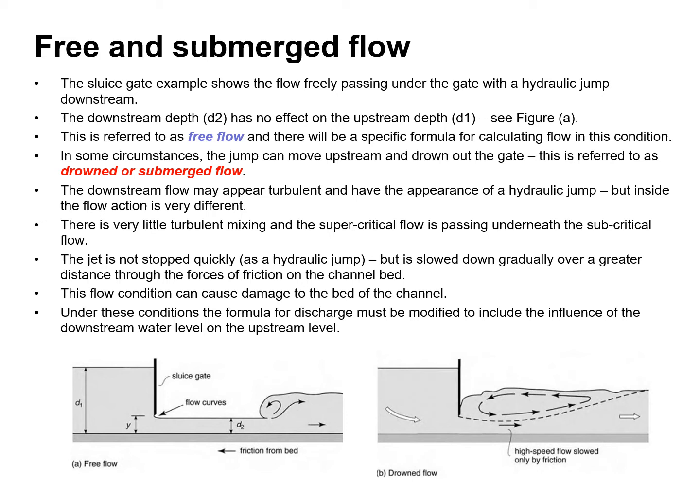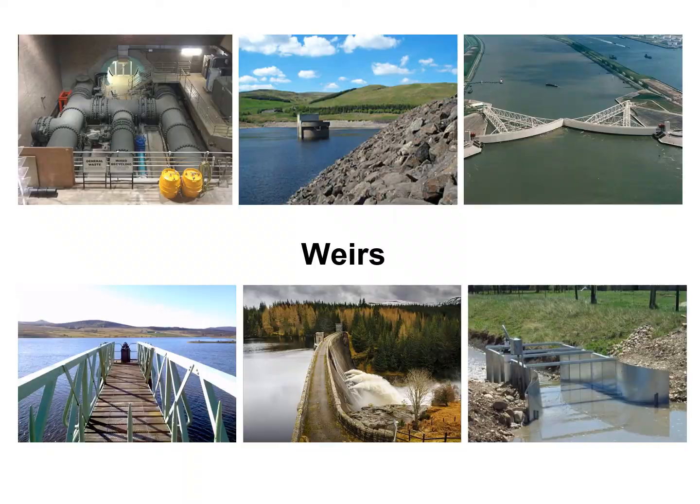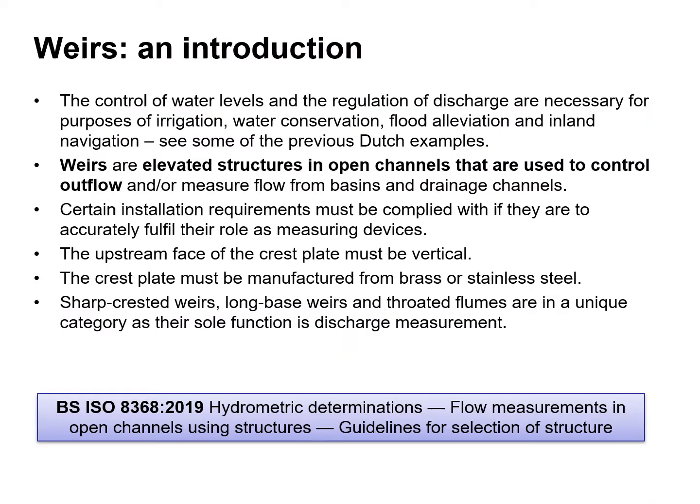Under these conditions, the formula for discharge must be modified to include the influence of the downstream water level on the upstream level. So I'm now going to introduce the concept of a weir. I'm going to explain some of the different types of weir that can be used in open channels. The control of water levels and the regulation of discharge are necessary for the purposes of irrigation, water conservation, flood alleviation, and inland navigation. And I've shown you some previous examples in the Netherlands.